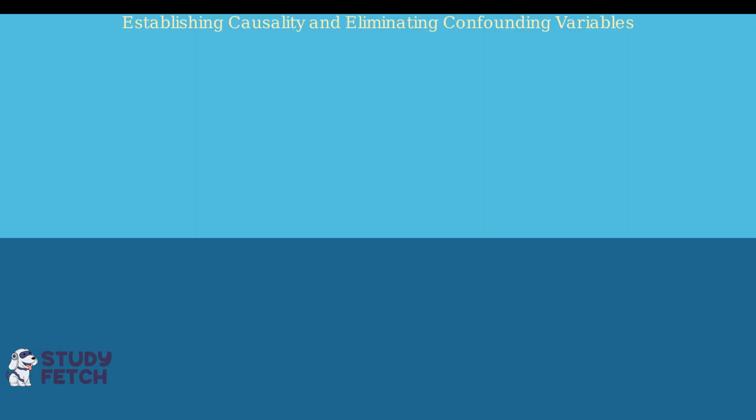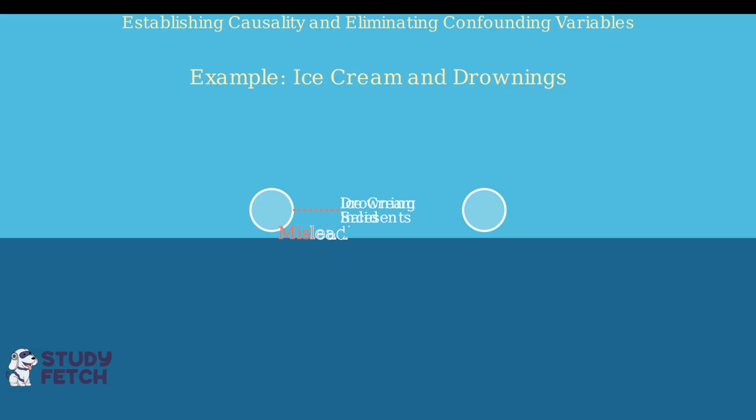Let's explore a concrete example to understand confounding variables better. Consider ice cream sales and drowning incidents. Data shows they increase together, suggesting a correlation. But this correlation is misleading. Hot weather is the confounding variable that causes both increased ice cream sales and more swimming, which leads to more drowning incidents. To establish if there's a real causal relationship between ice cream and drownings, we would need to control for temperature in our experiment.